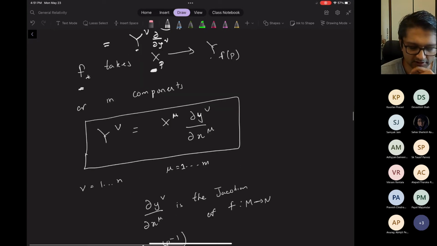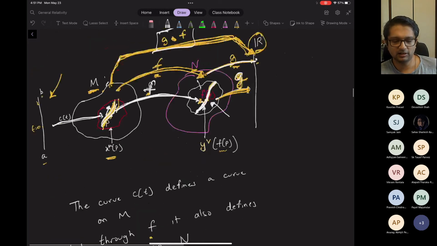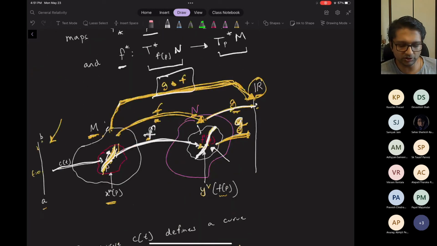In components, what is this map? Well, it's telling me y nu is equal to x mu partial y nu partial x mu. It's easy to understand what we have done. We differentiated G circle F along this curve, or equivalently, we differentiate G along this curve. This defines a vector X in M, and this differentiation defines a vector Y in N. So all we've done is get the mapping from this X to this Y.